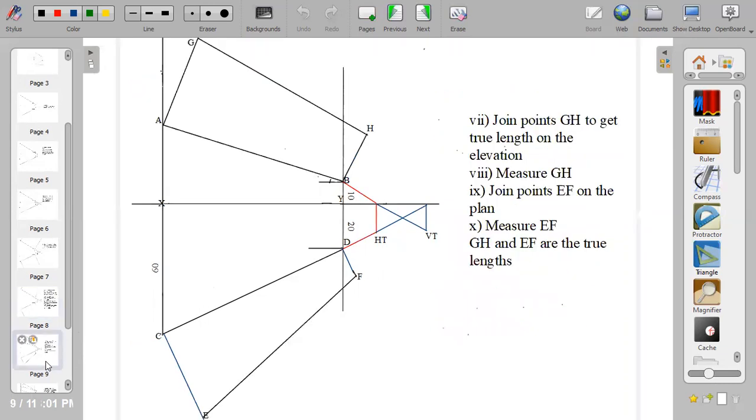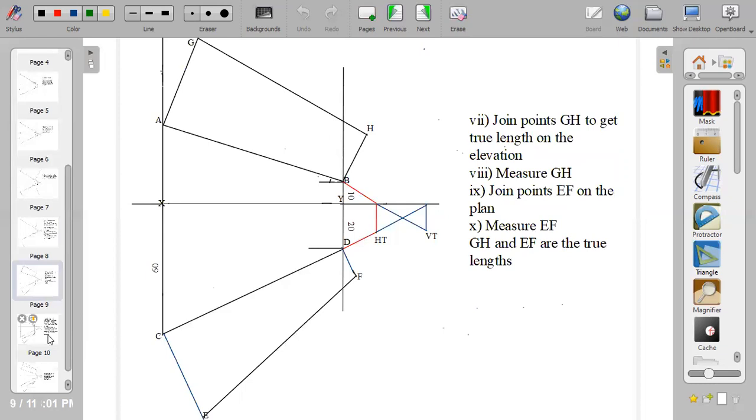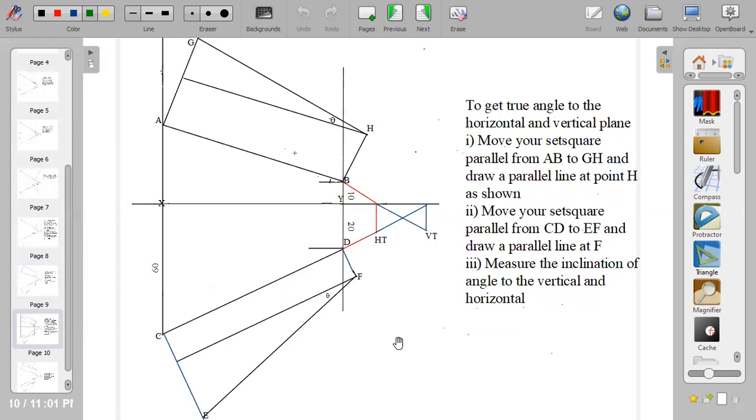So to determine the true length, you do what? You join GH together and you also join EF together. So EF and GH are the true length of line AB and line CD. The last step is just to get the true angle to the horizontal and the vertical plane. Remember, the line in elevation remains as what? The vertical plane, and this is the horizontal plane.